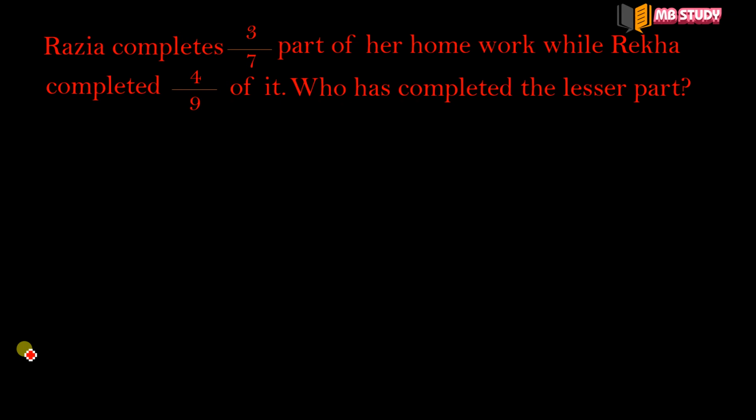Look at the following question. Razia completes 3 by 7 part of her homework while Rekha completed 4 by 9 of it. Who has completed the lesser part?